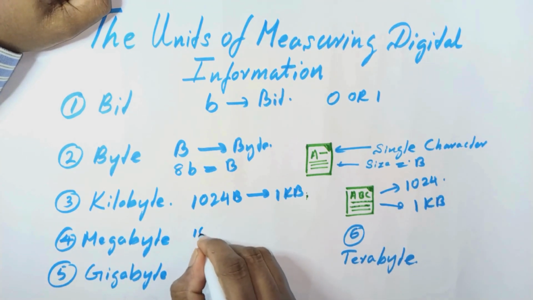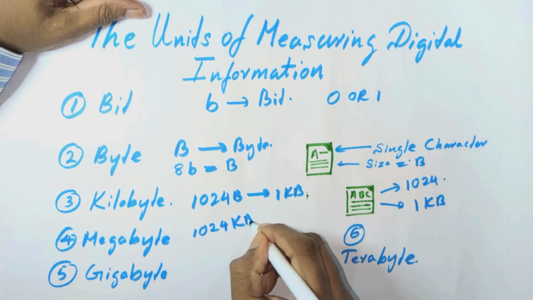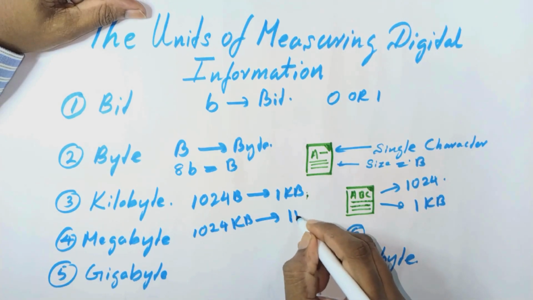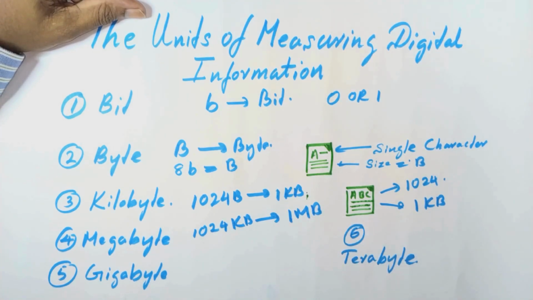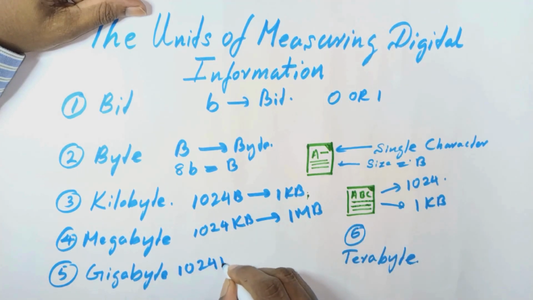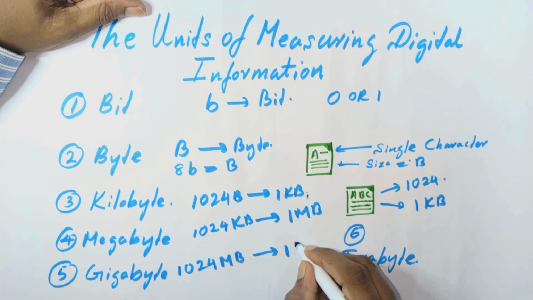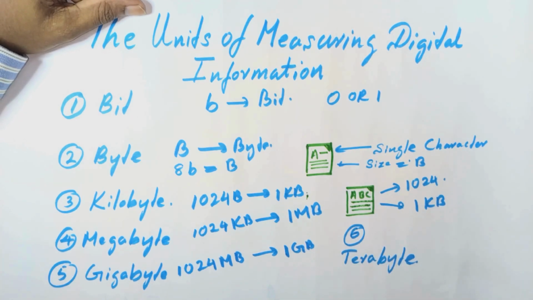Okay, now let's move into the next one, that is megabyte. Now it's 1024 kilobytes are equal to 1 MB. Okay, the next one is gigabyte. Now it's 1024 megabytes are equal to 1 GB, 1 gigabyte.